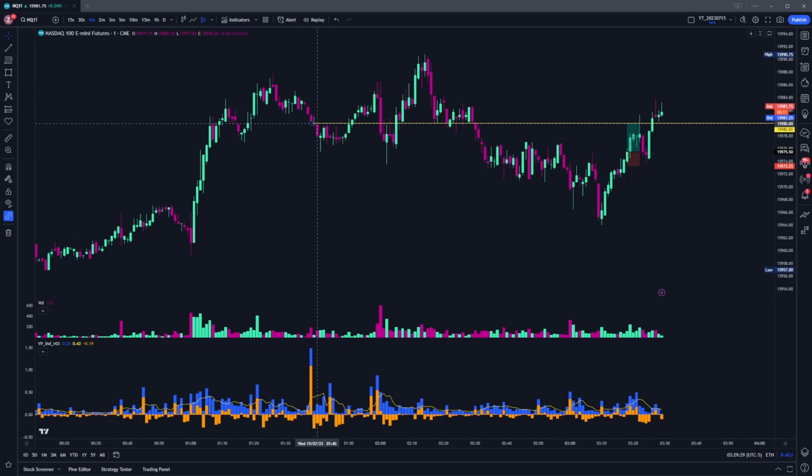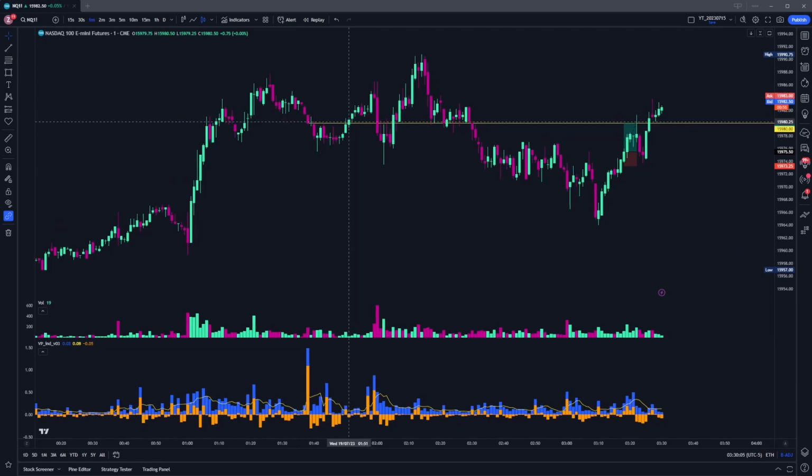Now what actually happens on the next candles is we break this resistance level and we start to chop a little bit for the next minutes here. So that's not that good. But when we get to these candles, you actually see that we break this level.